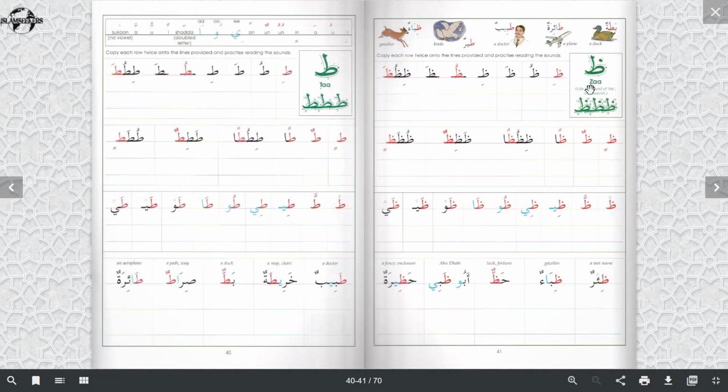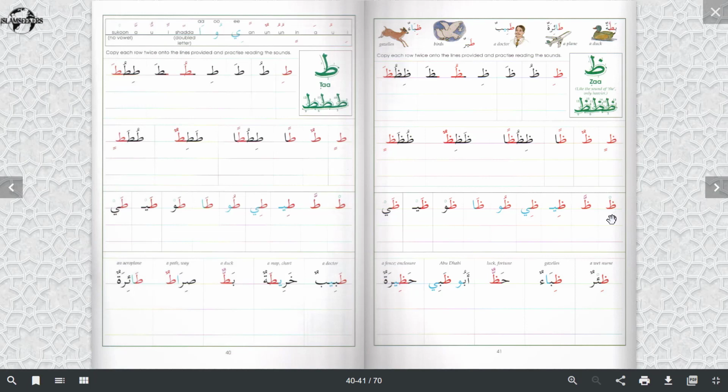Page 41. The letter Dha. Line 1. Dhi. Dhu. Dha. Dhi. Dhu. Dha. Line 2. Dhin. Dhun. Dhun. Dhi. Dhu. Dhun. Dha. Dhi. Dhun. Dhu. Dha. Dhin.